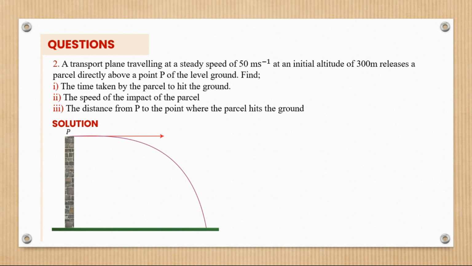So there we have the point P. The point P is where the plane was, so it's at height above the ground. So the height above the ground, the altitude is 300 meters, and then you can see that the speed of projection is 50 meters per second. And then now x is unknown, we don't know that horizontal distance. And then we're going to place our v value right there.